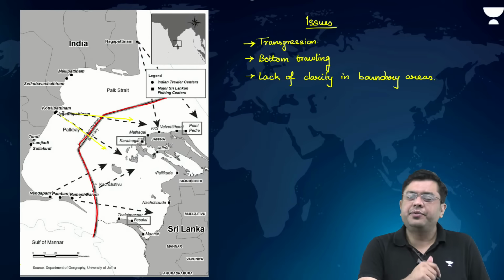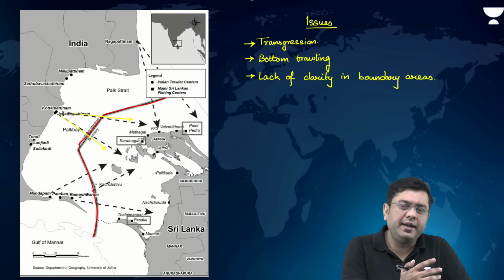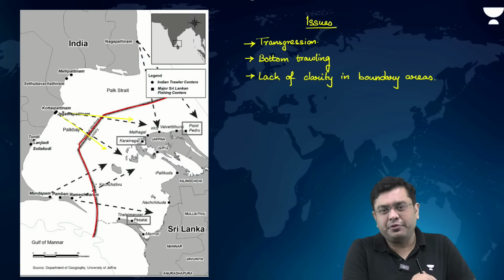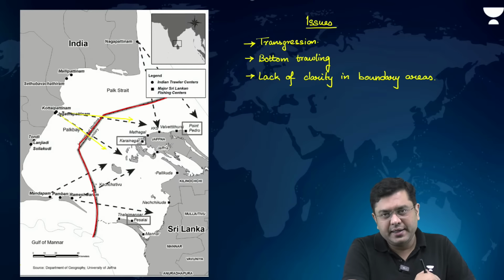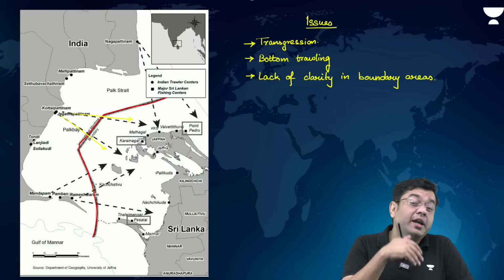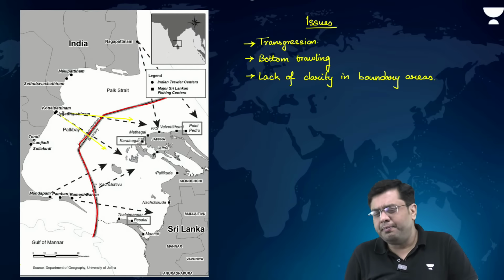So oftentimes the fishermen basically feign ignorance. They say that they are not aware of what the international line has been, and they oftentimes end up crossing that. And that is again what leads to incarceration, and when someone is jailed from one side or the other, oftentimes bad blood boils over.